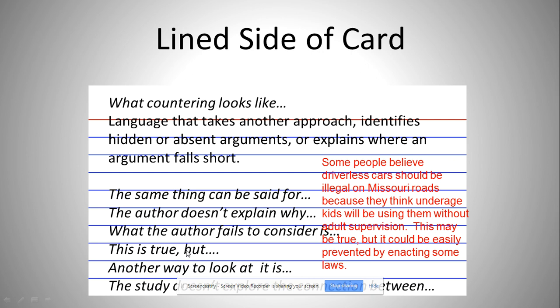So there are three parts to countering. You need to state what the opposing side says that goes against your claim. You need to give a reason why they have that opposing view. You need to give a piece of evidence, and you need to explain in your own words why you still disagree with this.